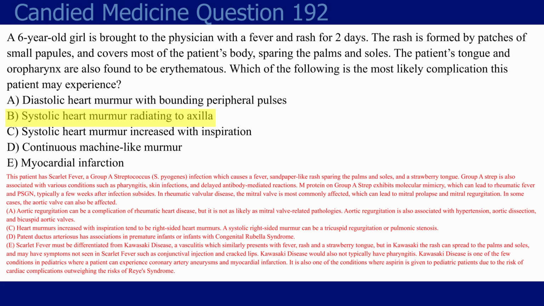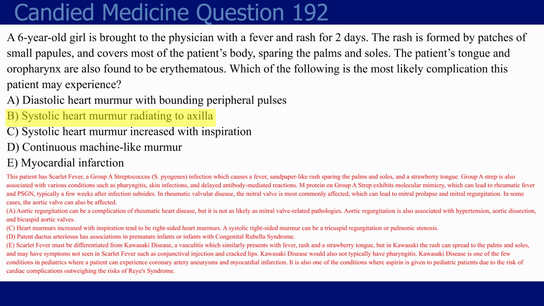Like I mentioned, Kawasaki can cause stuff like coronary artery aneurysms and myocardial infarction. And because of how severe the complications of Kawasaki disease can be, you also want to know it's one of the exceptions to giving aspirin to children. You usually don't give aspirin to children because you're afraid of Reye syndrome, but because of how severe Kawasaki disease can be, it's one of the few times we say it's worth the risk of giving aspirin to a child.